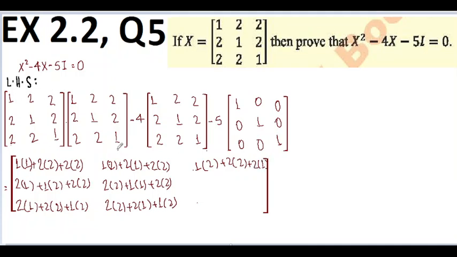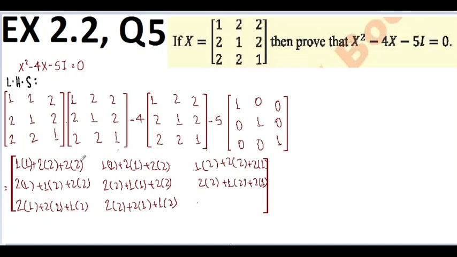1 2 2 and 2 2 1. Now we get 2 1 2 multiplied with 2 2 1. So we get 2 into 2 plus 1 into 2 plus 2 into 1.